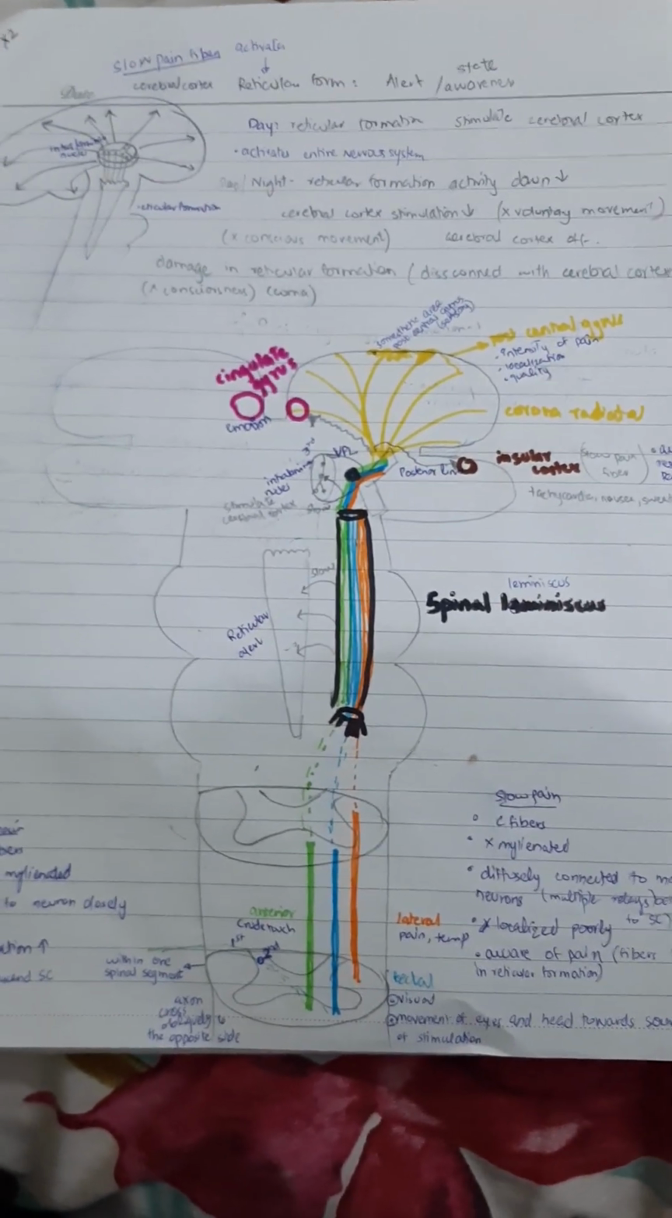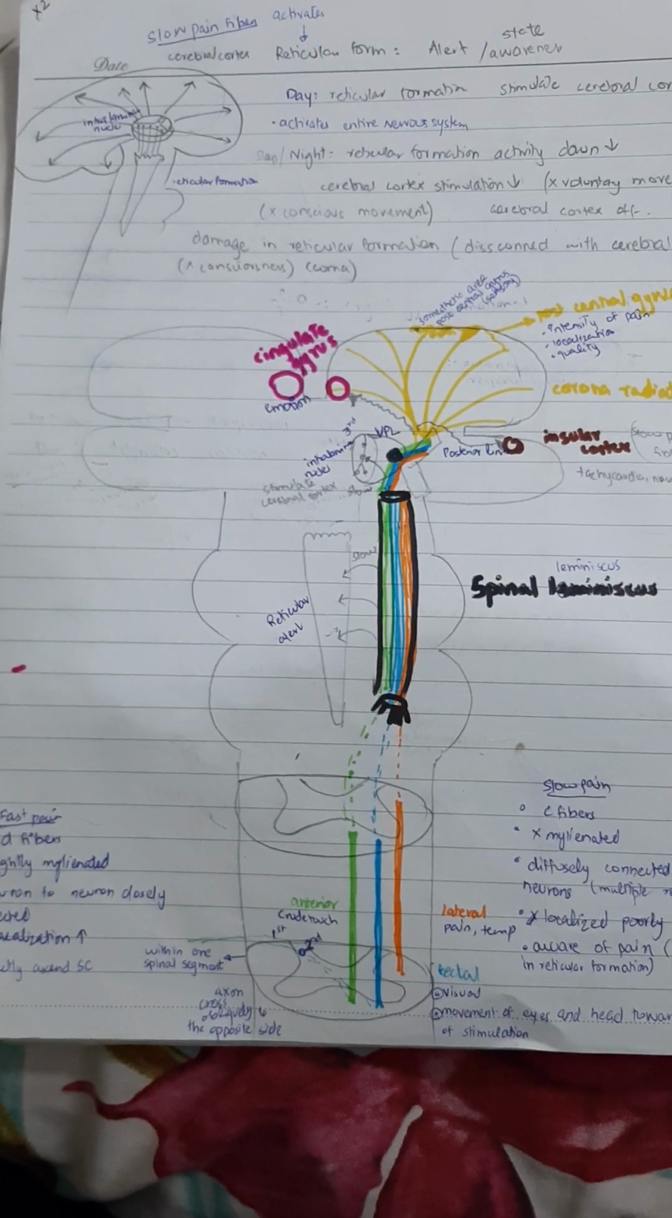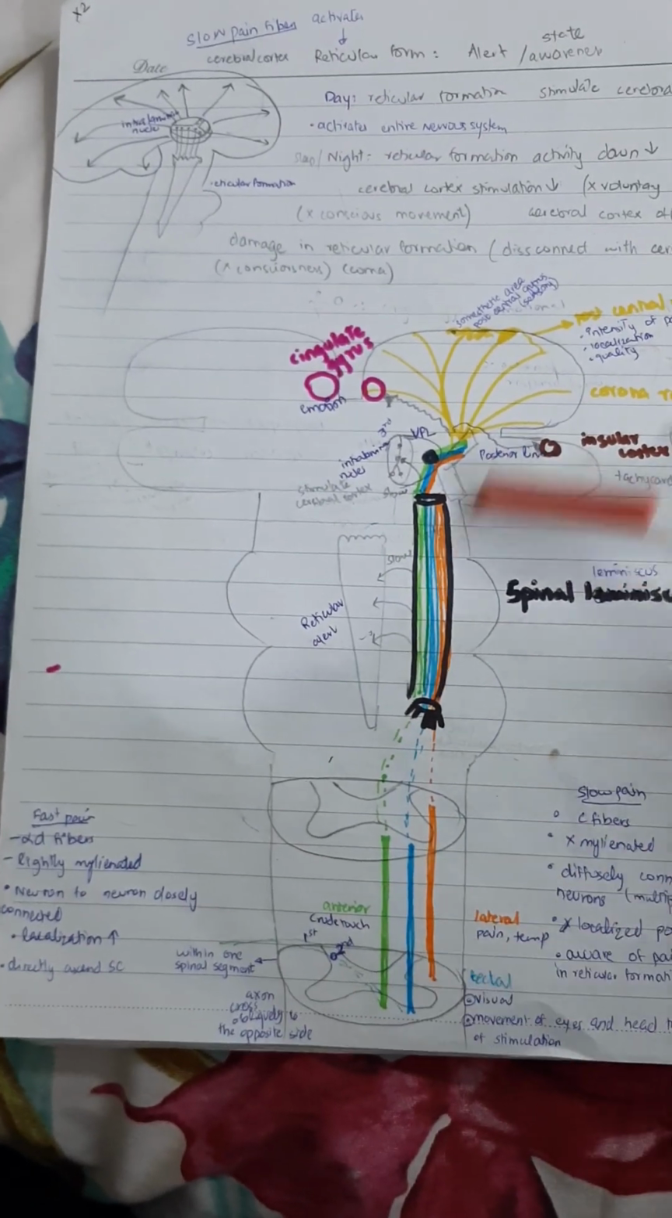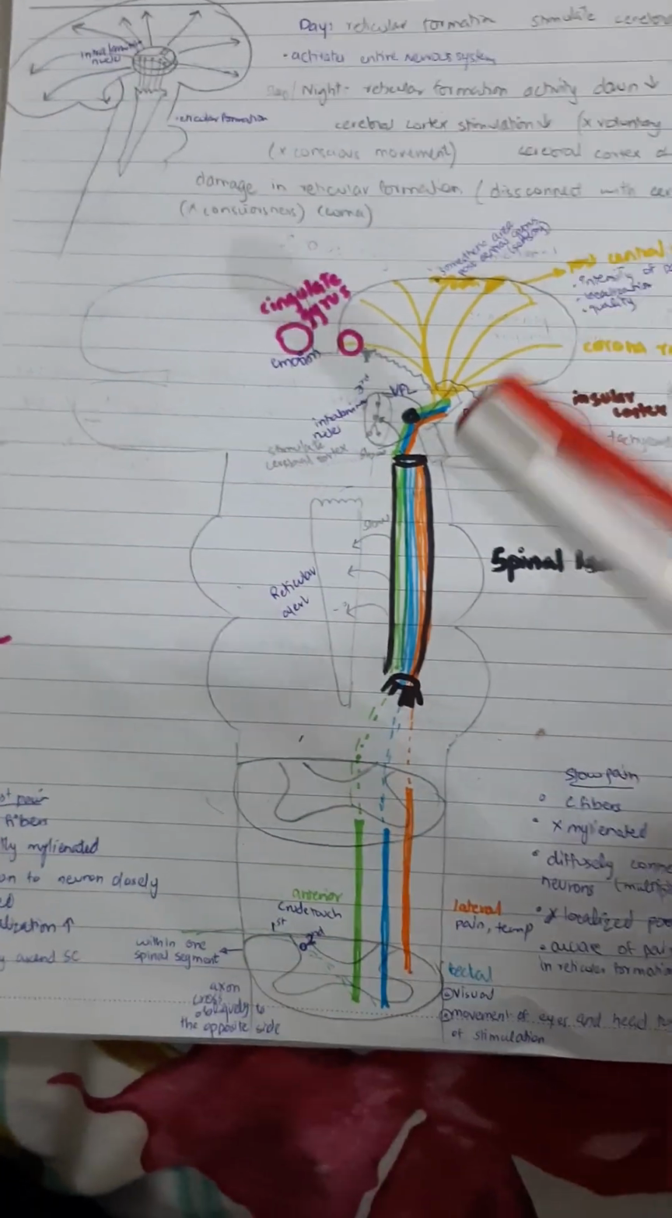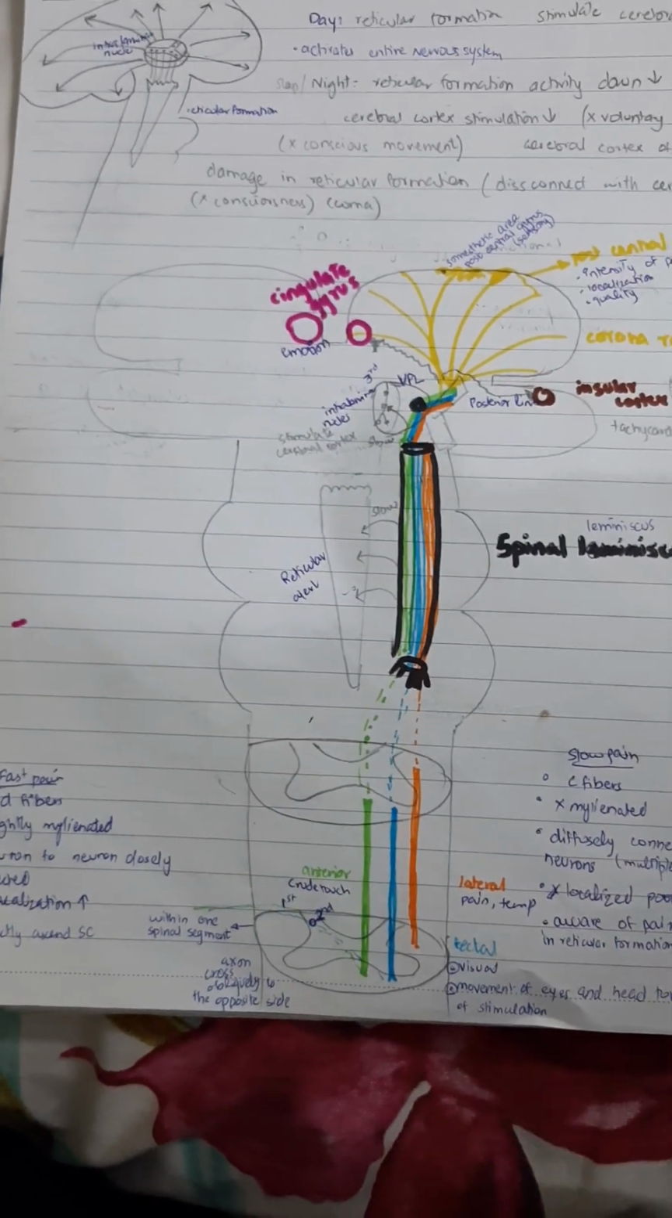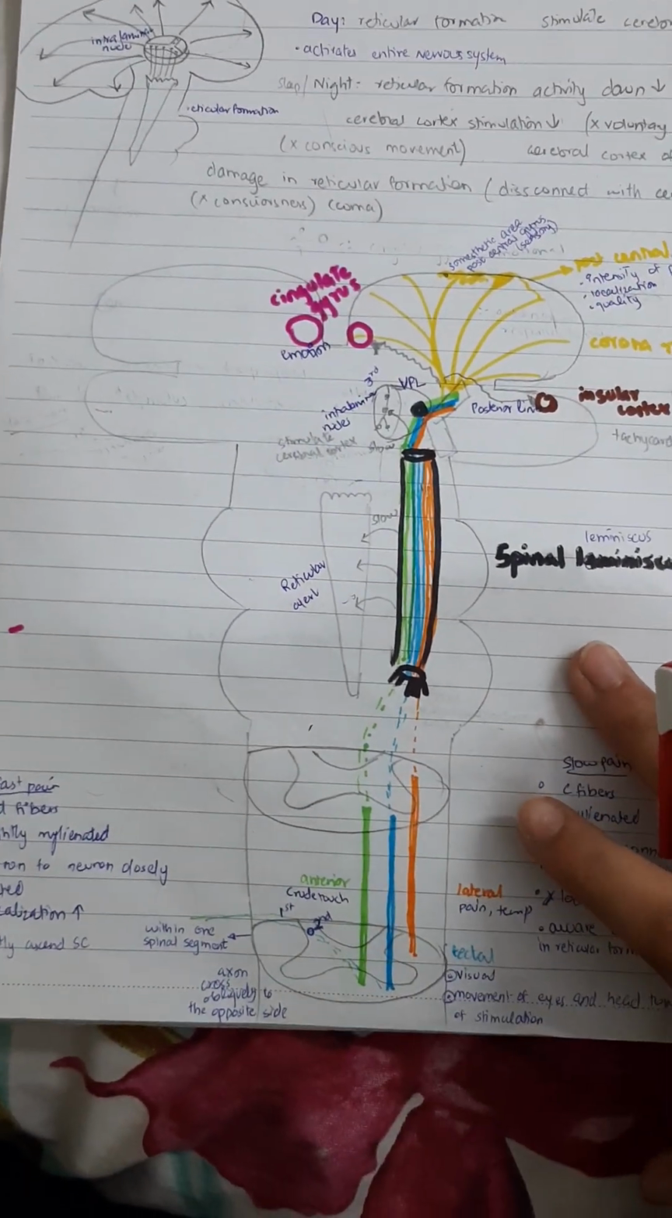In these 5 minutes, I'll try to explain the ascending tracks. This is the second part of the ascending tracks, in which I'll be telling you about the spinal lemniscus pathway.